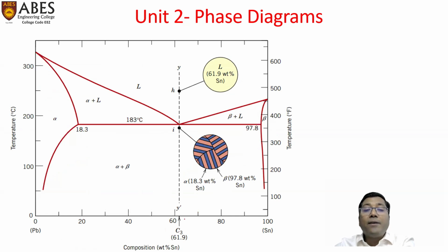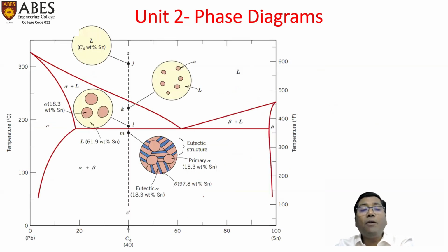Similarly, when you consider the C3 point, what is C3? It is the eutectic point. If we go down from this point H, we consider the 61.9 weight percent tin combination at 250 or 255 degrees Celsius, which is completely liquid. When we reach the eutectic point and just below it, we have just two types of solid, alpha plus beta, and the weight percent would be alpha 18.3% and beta 97.8%. This is in the form of alternate lamellae, alternate layers of alpha and beta, which is the typical alpha plus beta combination. And till room temperature, it would be like this.